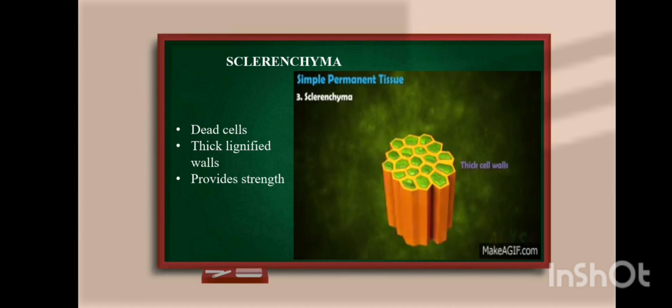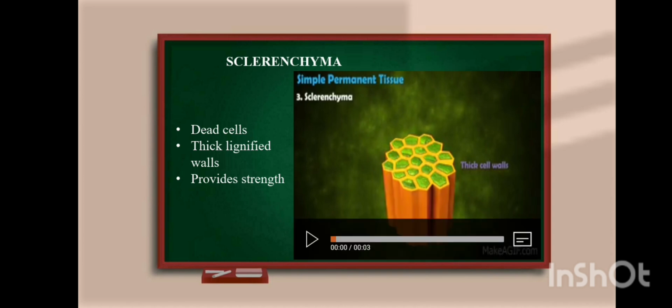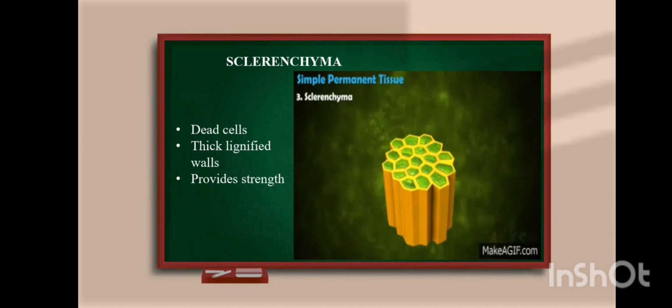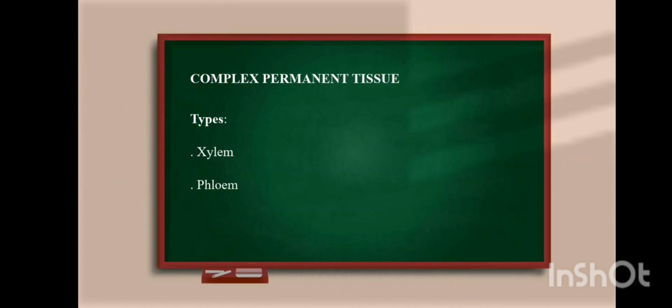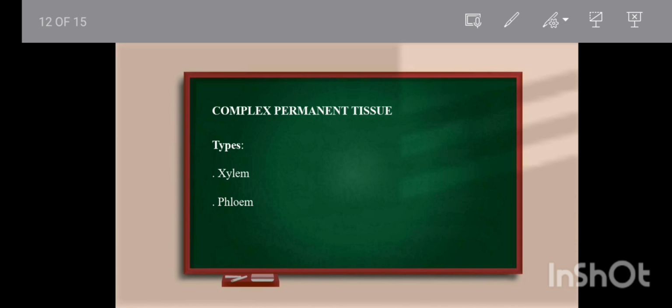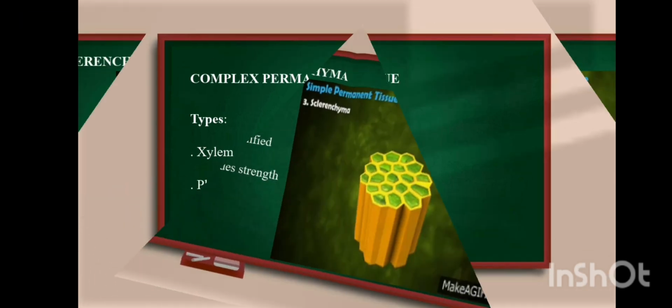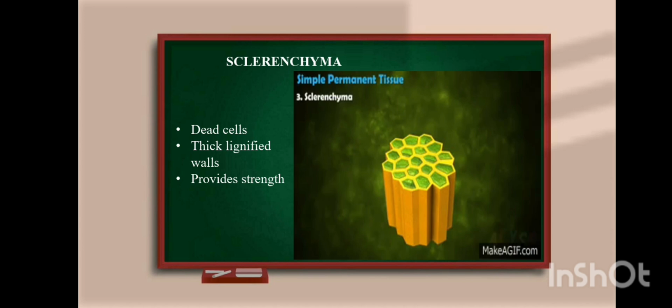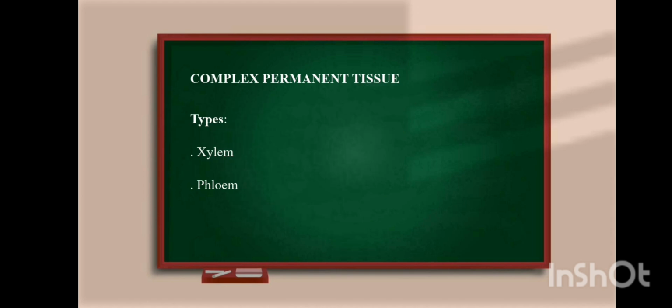So we have moved through the three types of simple permanent tissues, which are the parenchyma, collenchyma and sclerenchyma. Next we are moving to the complex permanent tissues. Which are the complex permanent tissues? Two types: xylem and phloem are the complex permanent tissues.